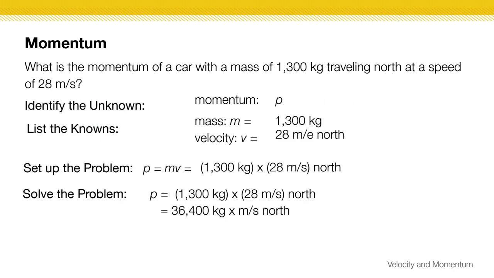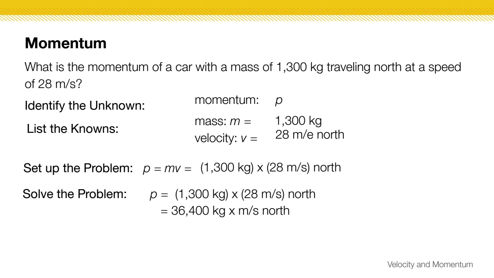So lots of words here. Start at the top with me. What is the momentum of a car with a mass of 1,300 kilograms traveling north at a speed of 28 meters per second? So it's asking for the momentum. Whenever you get these word problems in science, I would always start, if you had a paper copy, maybe underline the question, what it's asking you for. If you're working on the computer like we're doing now, write down what is the actual question so you know what you're solving. What is the momentum?